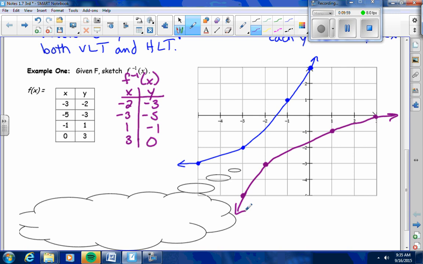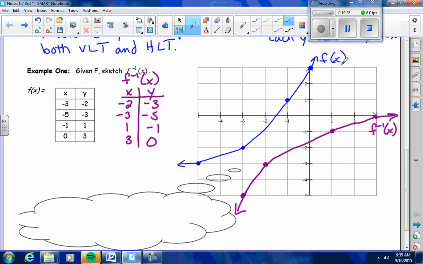Now look at those two curves, f of x and f inverse of x. Do you notice anything? What do you notice? It's a reflection. It's a reflection over what? The diagonal y equal x.